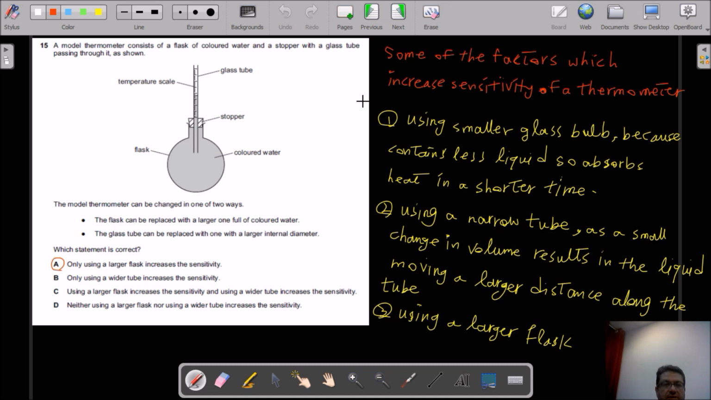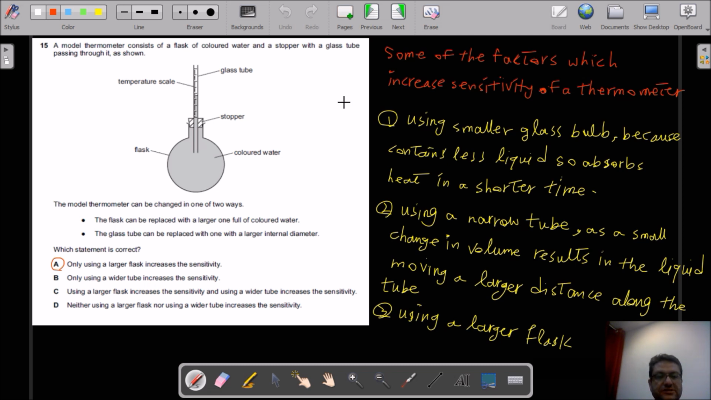Question 15. A model thermometer consists of a flask of colored water and a stopper with a glass tube passing through it as shown. The model thermometer can be changed in one of two ways. The flask can be replaced with a larger one full of colored water, and the glass tube can be replaced with one with a larger internal diameter.